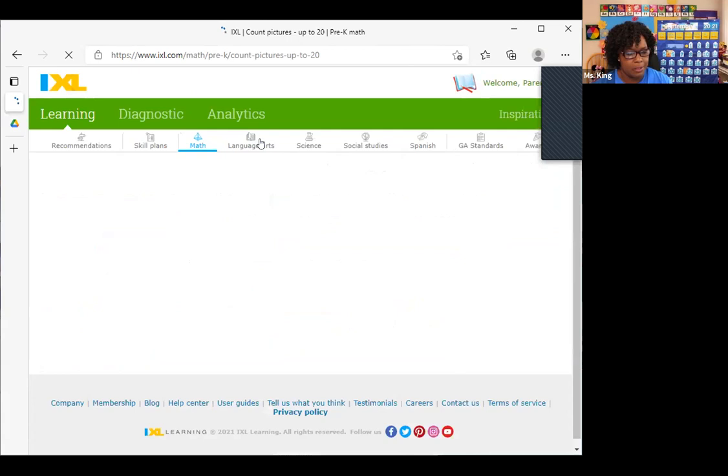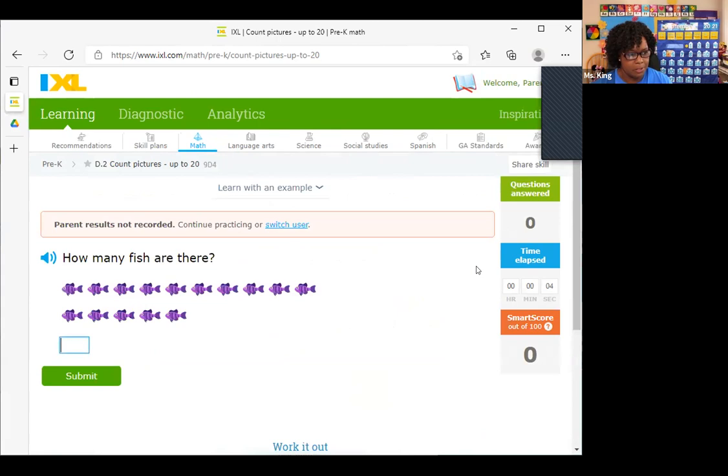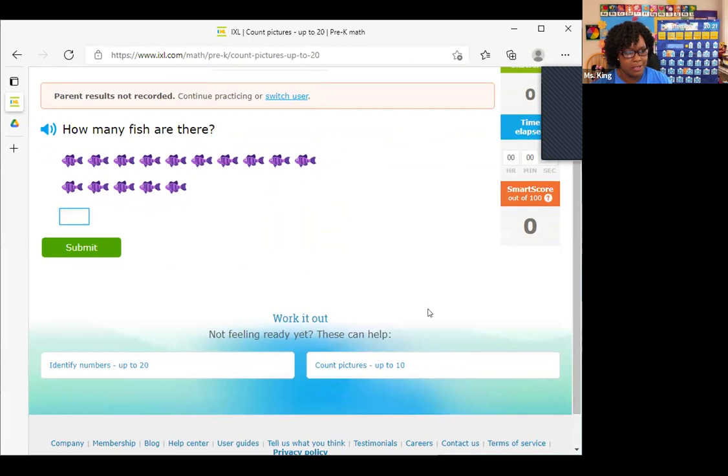All right, here we go. Let us count pictures. Let's just do a few of them. Are we ready? All right, let's listen. Let's count. How many fish are there? How many fish? Let's count them.